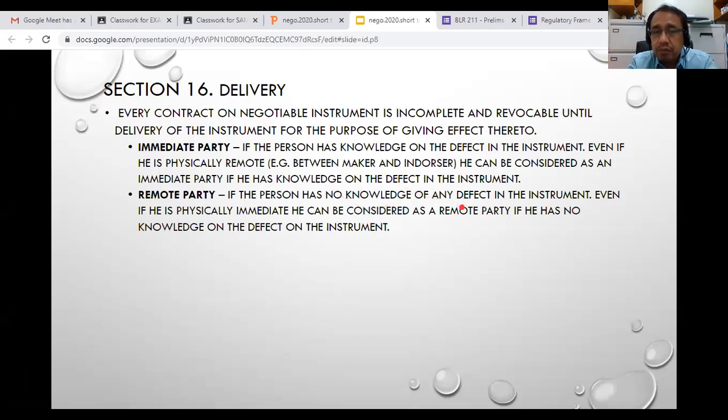When we talk about immediate party or remote party in Section 16, we are not referring to distance. We are not referring to proximity. We are referring to privity or to the relationship of the parties.